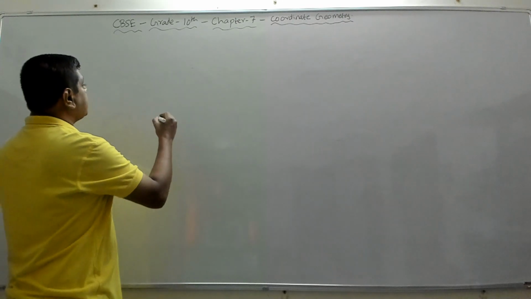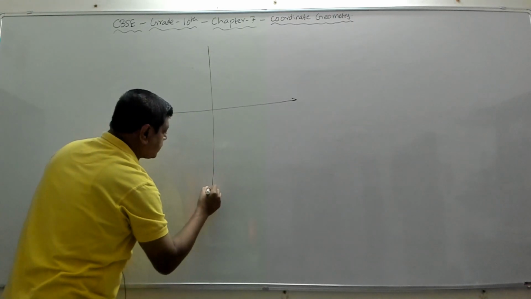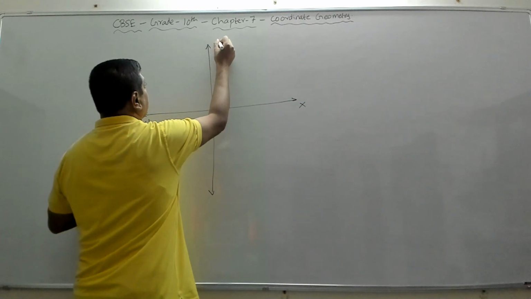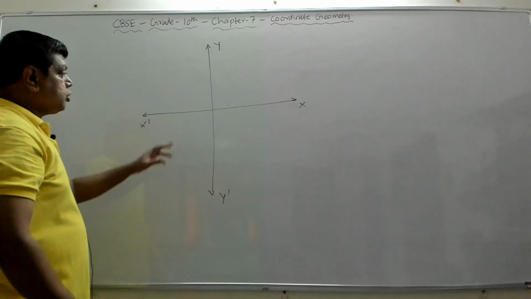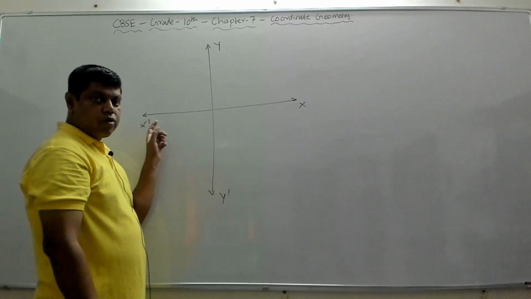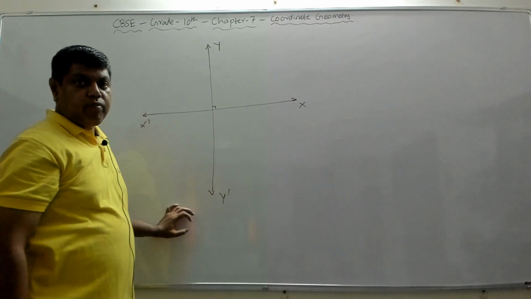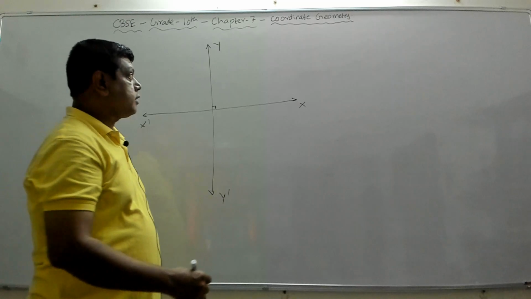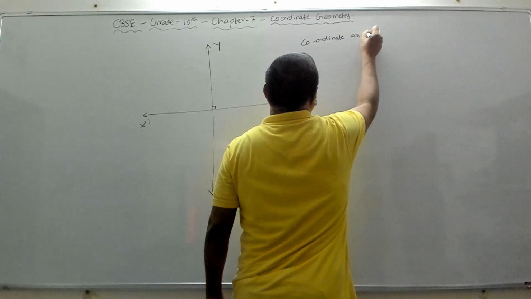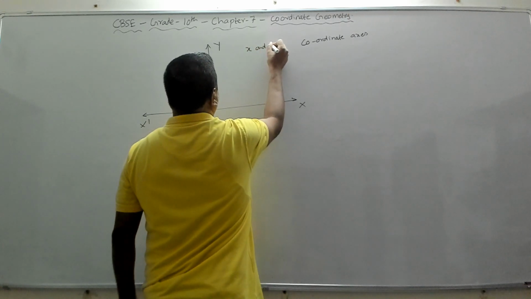So let me draw the x-axis. This is the x-axis and this is the y-axis. Right? So this is x dash, y and y dash. These two perpendicular lines are called the x-axis and the y-axis. The horizontal line is called the x-axis, the vertical line is called the y-axis, and they are perpendicular. These two axes are called coordinate axes. Both the x and y axes are called coordinate axes.